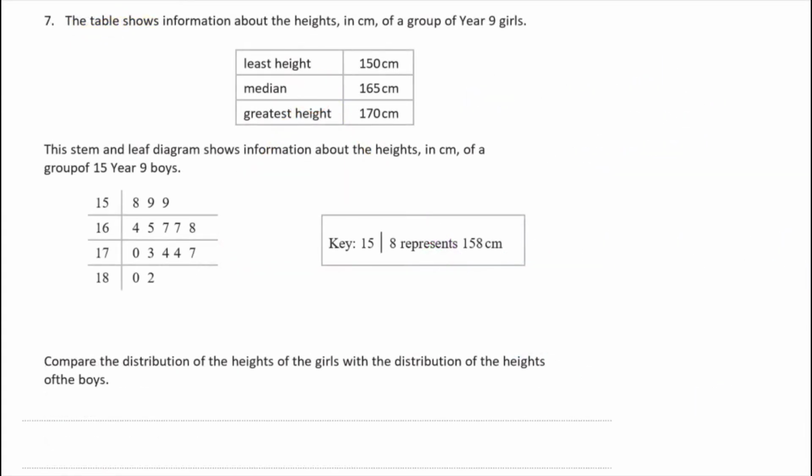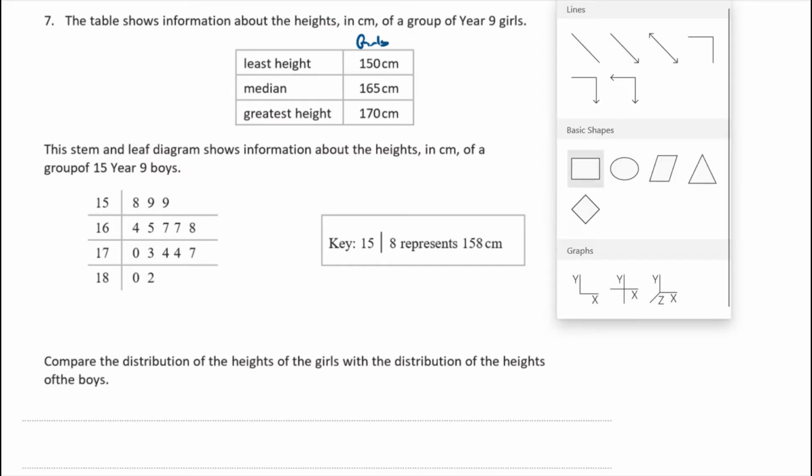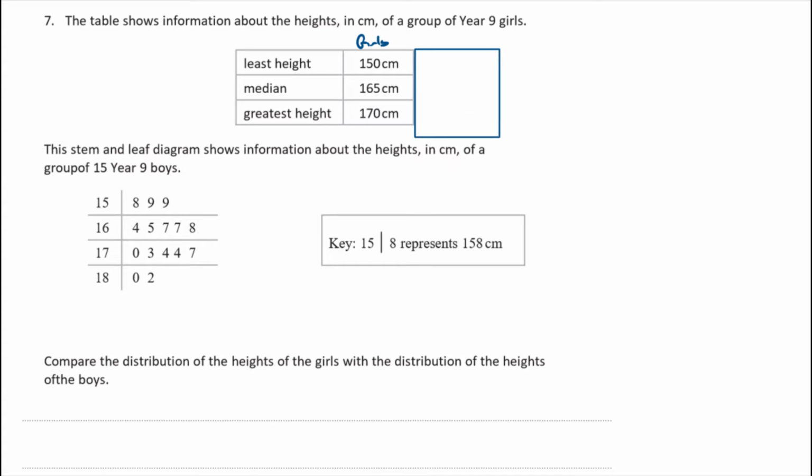Okay. Question 7. The table shows information about the heights in centimeters of a group of Year 9 girls. This stem and leaf diagram shows information about the heights in centimeters of a group of 15 Year 9 boys. Compare the distributions and heights of the girls with the distribution and heights of the boys. Okay, so this is the girls' data here, isn't it? I'm just going to make this table a little bit bigger, and I'm going to add the boys' data on. Make this boys.